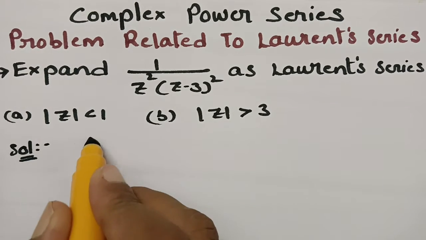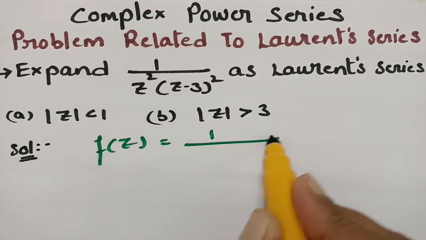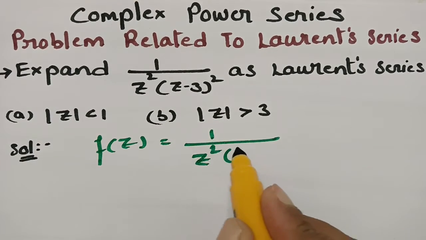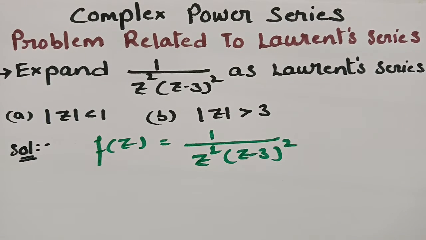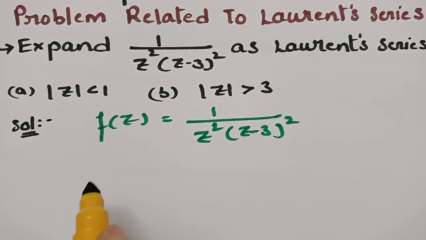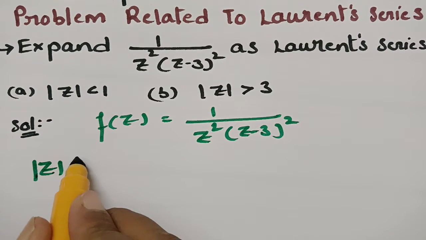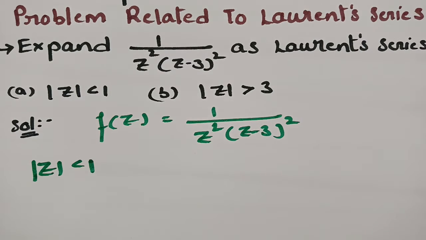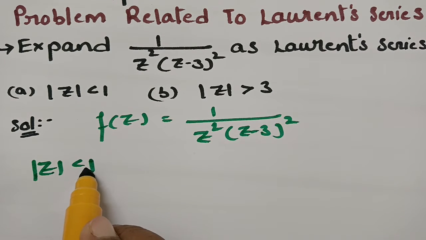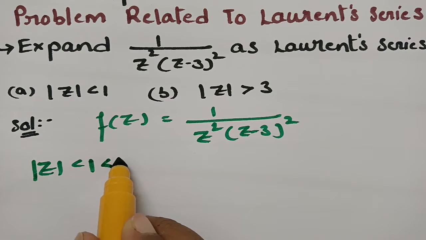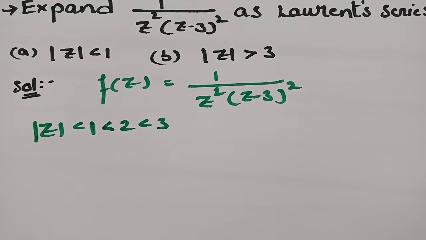So clearly from the question, what is f of z given? f of z is given as 1 by z square into z minus 3 whole square. So clearly the region here, for case 1, it is given that mod z less than 1. And if you observe, if mod z is less than 1, then it is even less than 2, even less than 3. So you can extend this region.